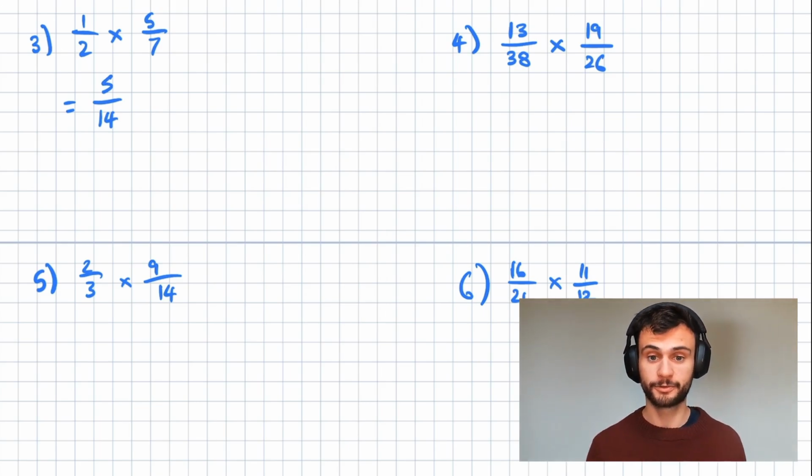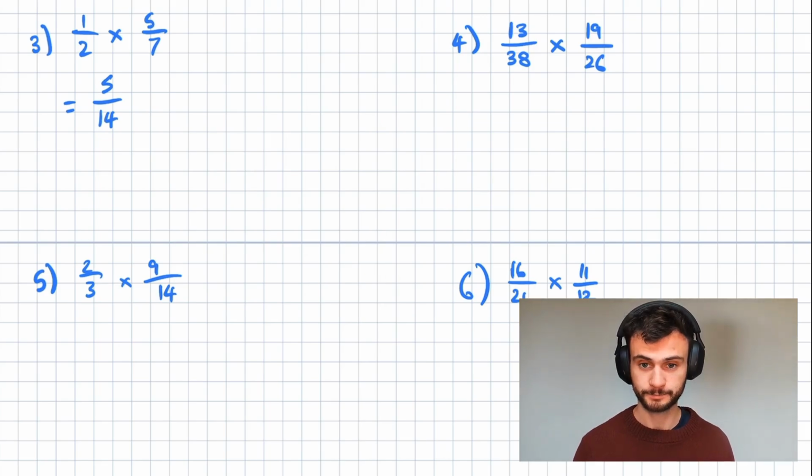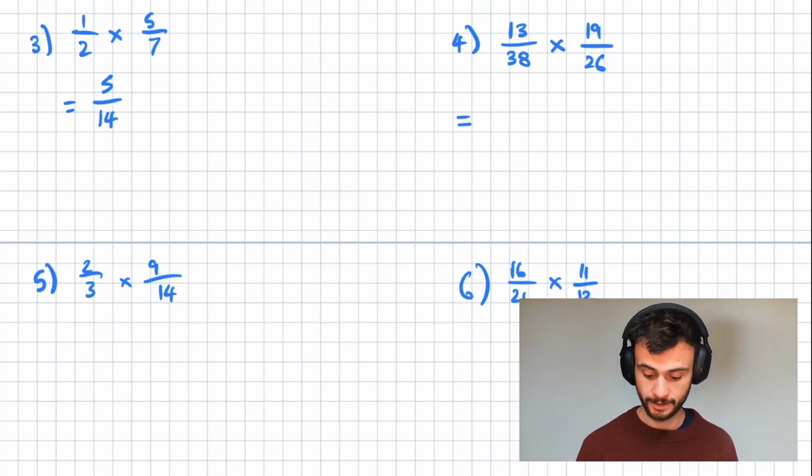Now 13 over 38 times 19 over 26. What are the common factors here? Give you a moment to have a think. Maybe pause the video if you want to. Now we're going to dive in. So 13 and 26 are both multiples of 13. So what we can do if we're using the cross-cancelling technique is divide them both by 13.